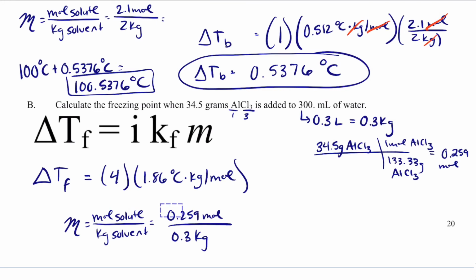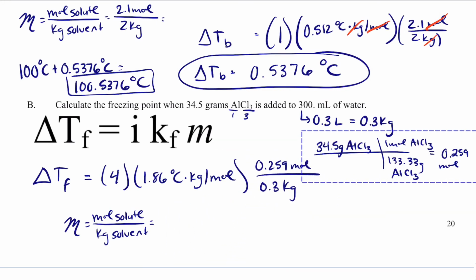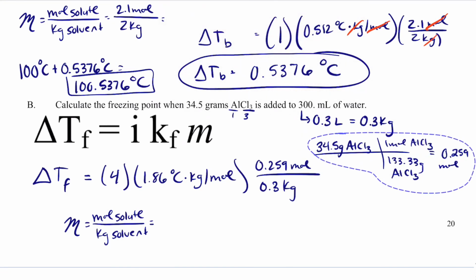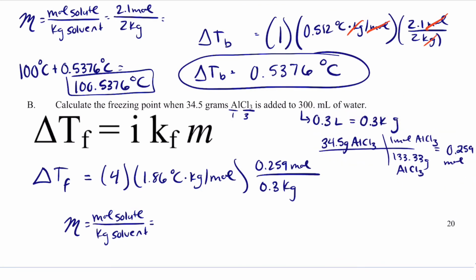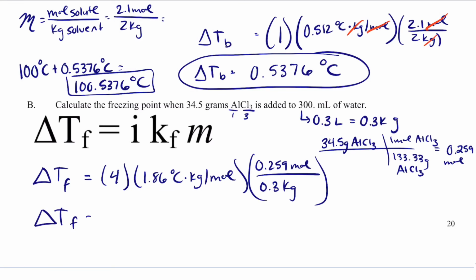And what I can do is I'm just going to move this out of the way. And so what I can do is solve for this. Delta Tf equals 4 times 1.86 times 0.259 divided by 0.3. And I get 6.4232 degrees Celsius. A lot of people are going to leave that as their final answer, but this is asking for the freezing point.